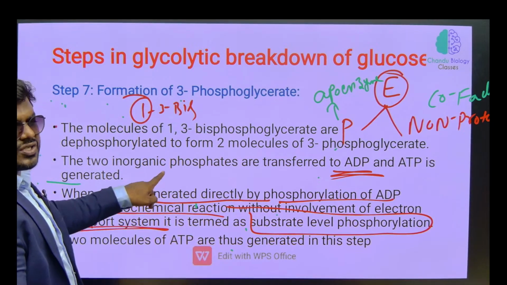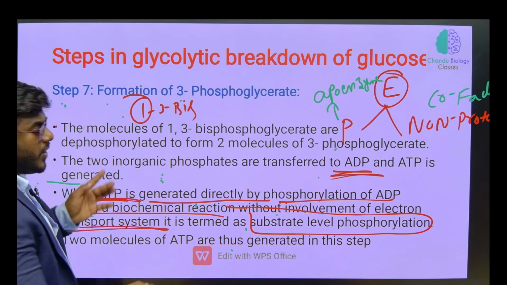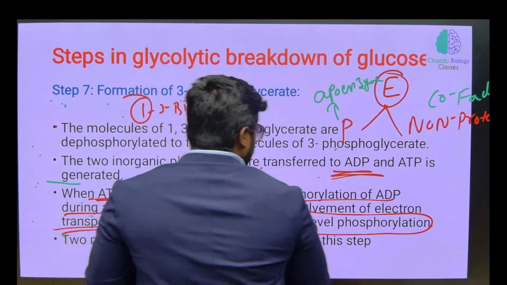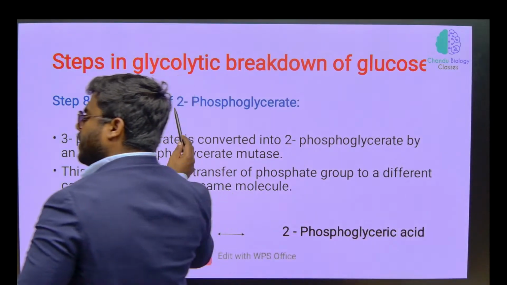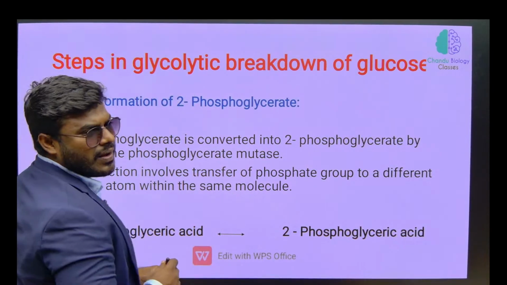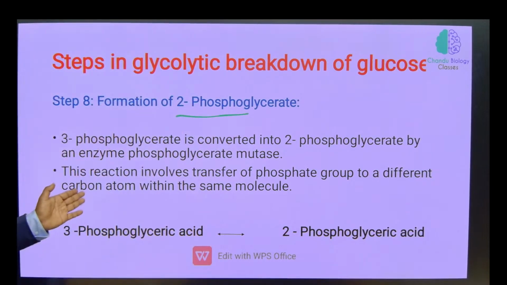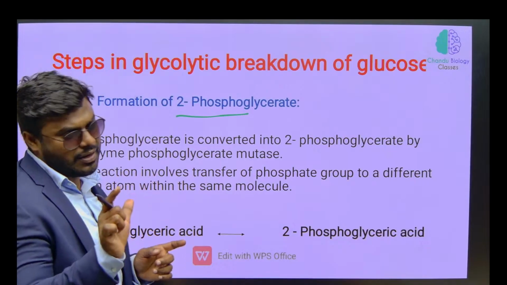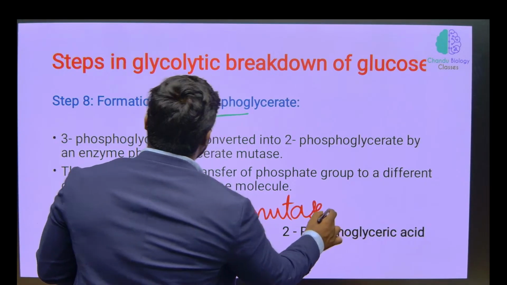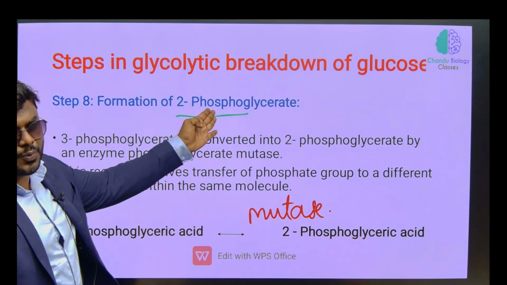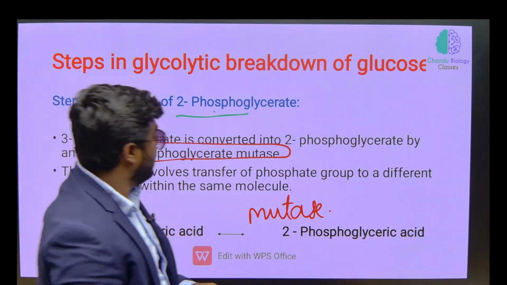How many ATP did we produce here? 2. Generally 1, but we consider it for the DHAP also. In the 7th step we produced 2 ATP molecules. Very good. Now tell me, formation of 2-phosphoglycerate. What happened here? The phosphate group is shifted from the 3rd carbon to the 2nd carbon. Whenever a shifting occurs, remember the enzyme involved is mutase. Since the shifting occurred in phosphoglycerate, the enzyme is phosphoglycerate mutase. So simple.